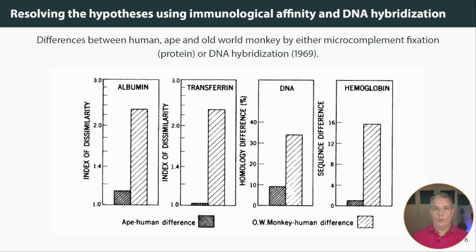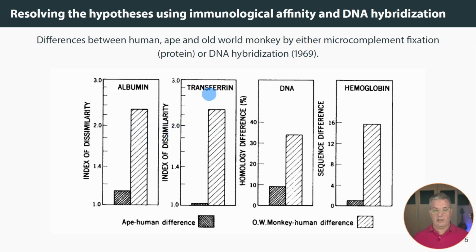What they did was a series of measurements of those sorts of differences. They used three methods. They used microcomplement fixation for proteins, which is an immunological measurement of differences. They used DNA hybridization, the experimental DNA hybridization, and then they used a bioinformatics technique, which is basically sequence difference between them. So let's look first at the microcomplement fixation on the left two.